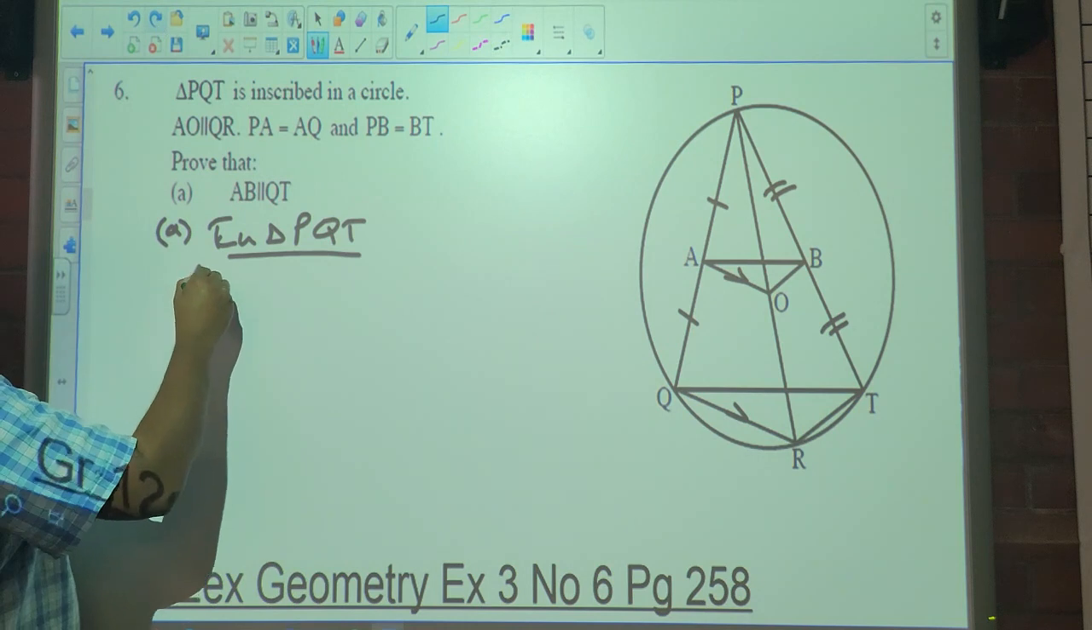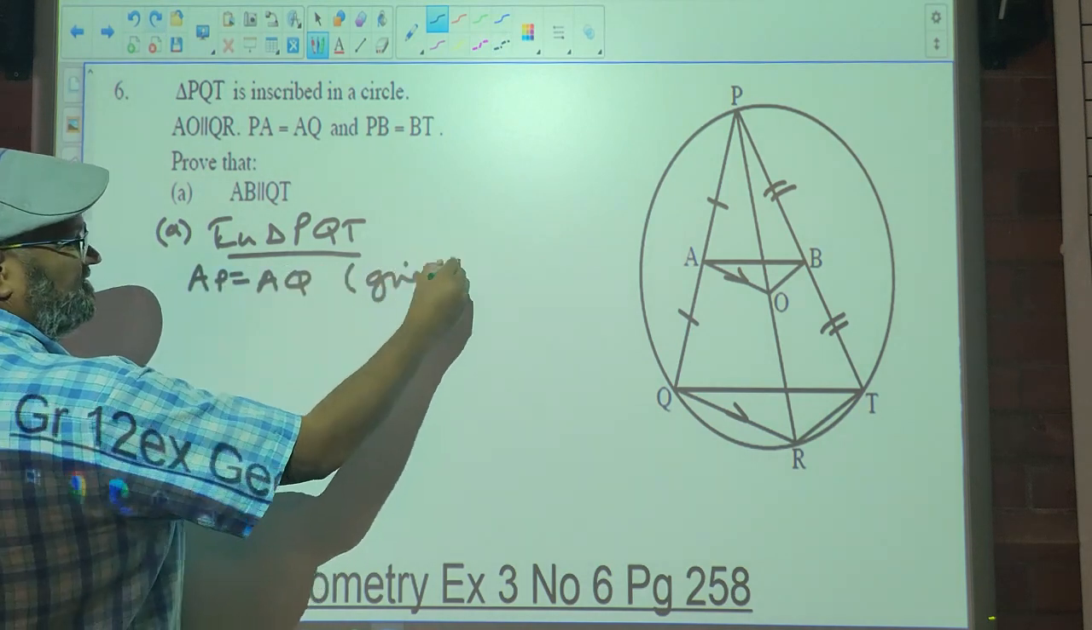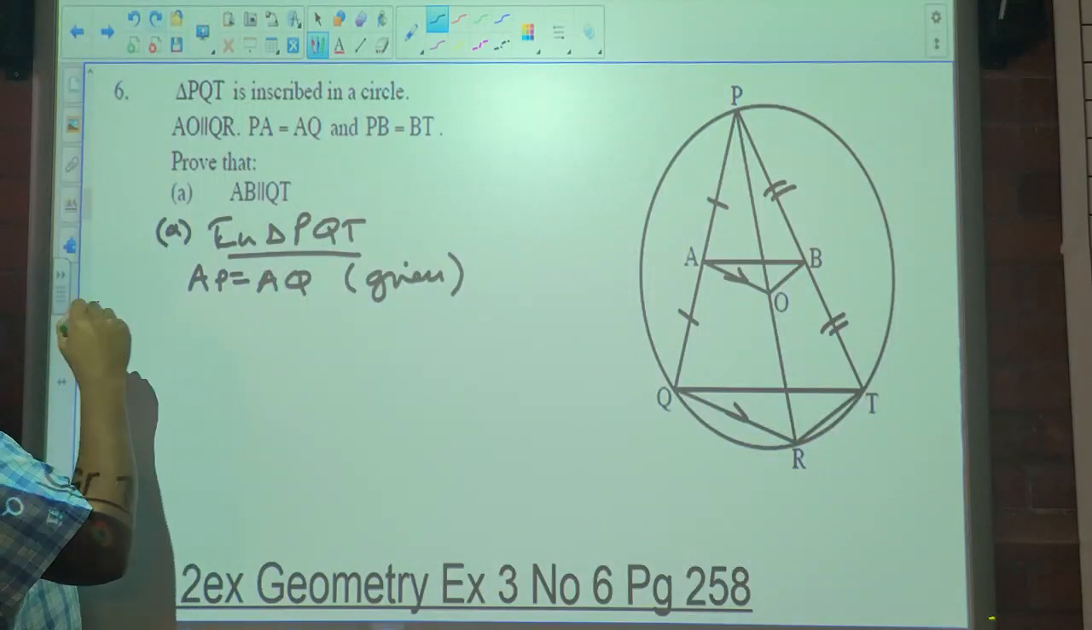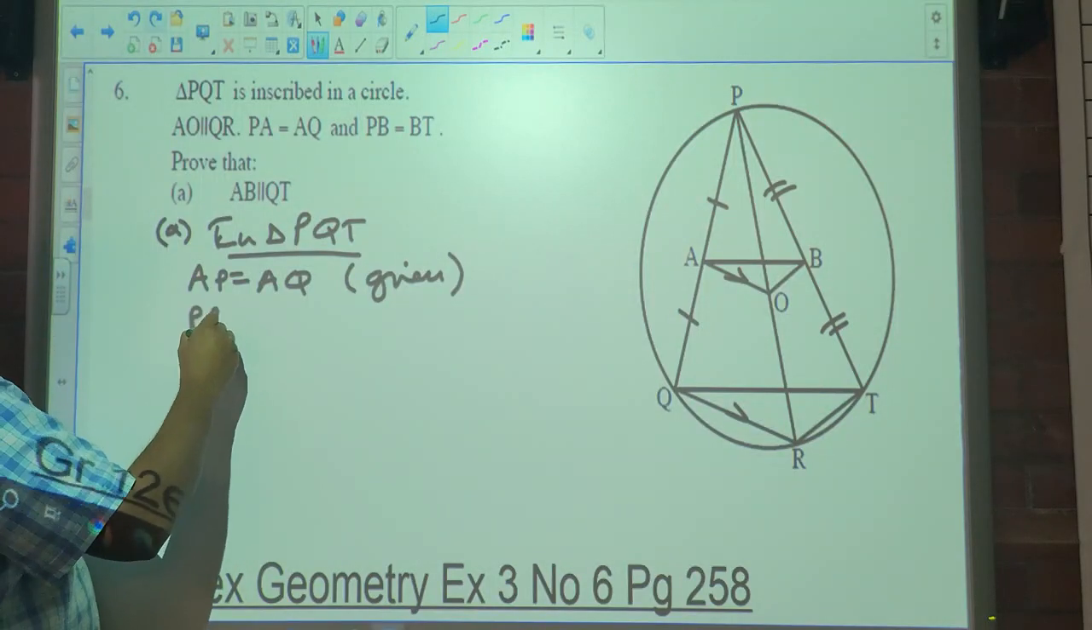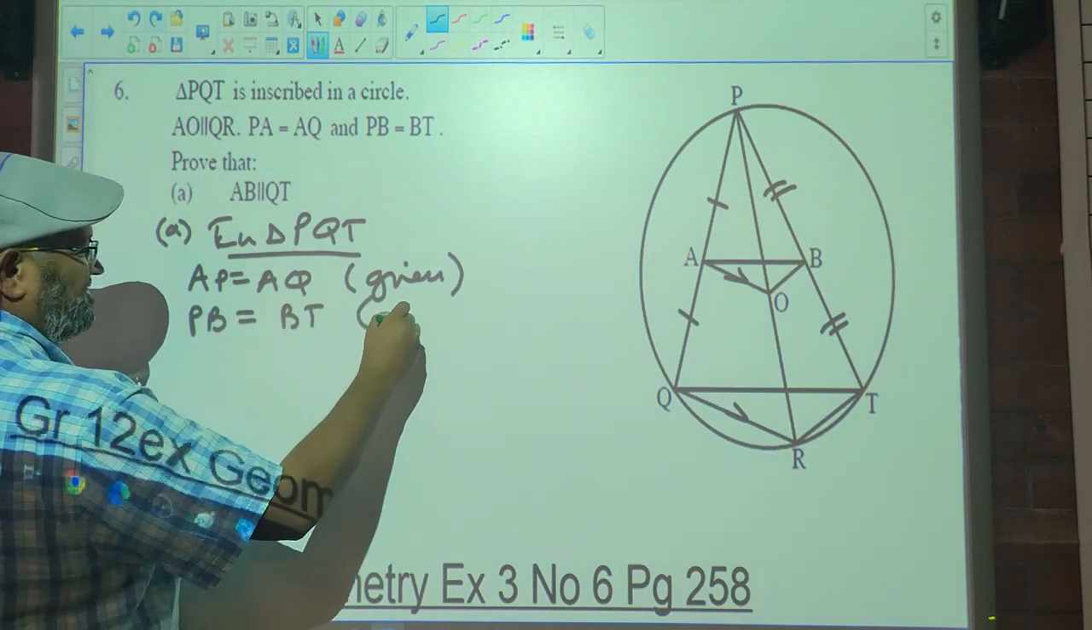So, AP is equal to AQ. Given. Then PB is equal to BT. Why? Given.